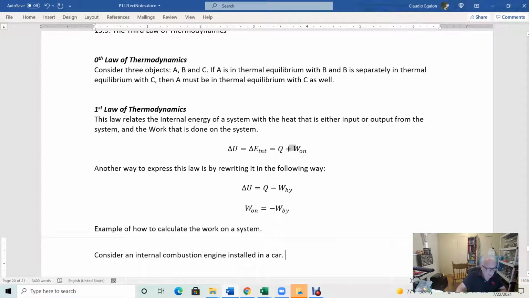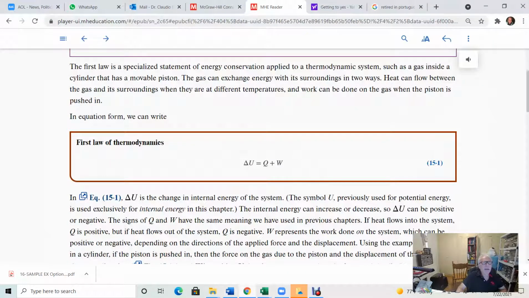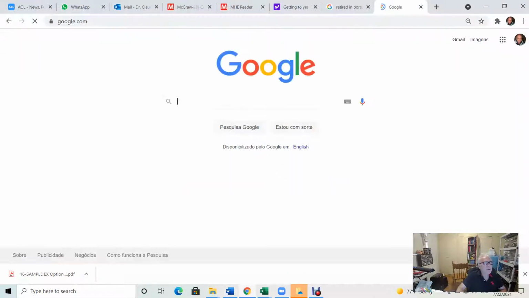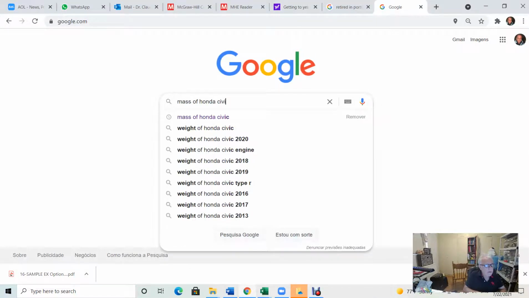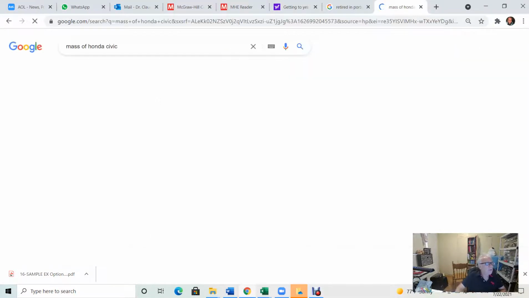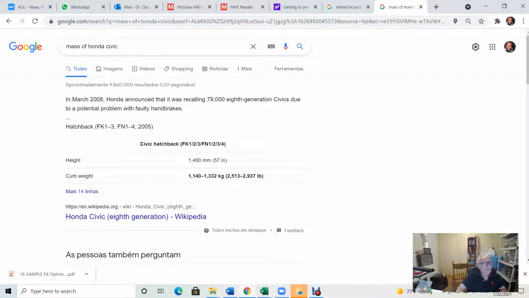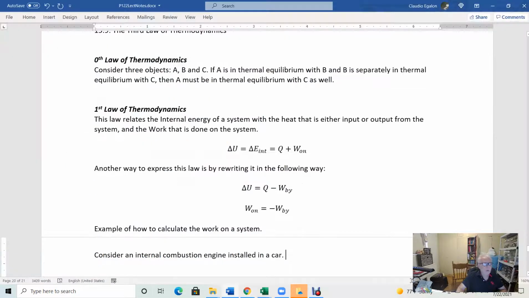What's the mass of regular cars? Let's take a look here on the internet. Mass of a regular car, just like my Honda Civic. Honda Civic is one of the smallest cars that we have out there. It's a very simple car too, very reliable. It's around 1,000 kilograms, 2,000 pounds. So let's give an example of how to calculate the work by a system.